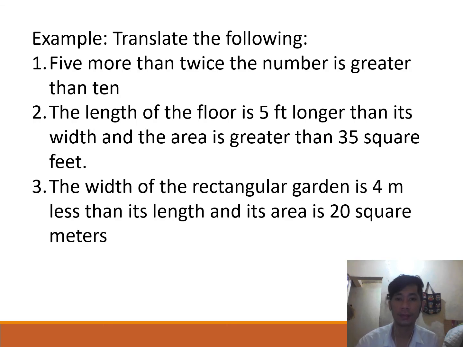So, let's translate this. So, 5 more than twice the number is greater than 10. The first thing that you're going to do is to represent the number by x. So, we will just write a letter. That is 5. What does "more than" mean? "More than" is different from "is more than." So, that is plus. "Is greater than," this symbol, 10.